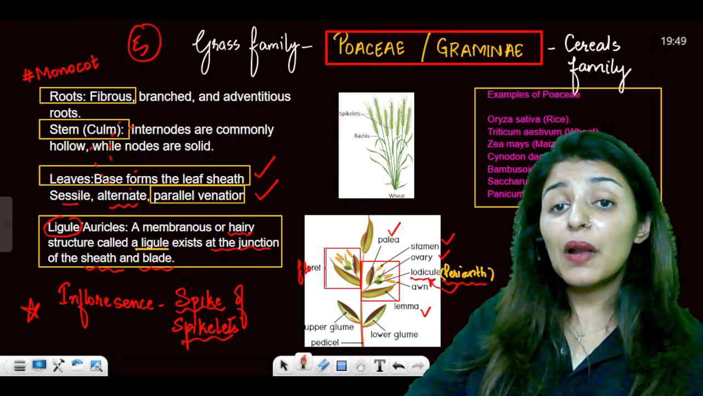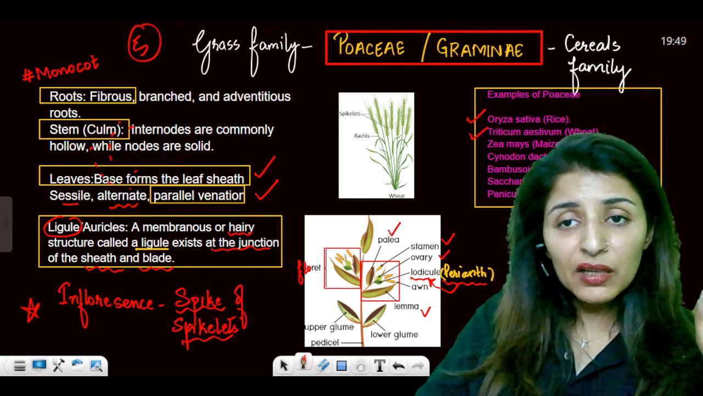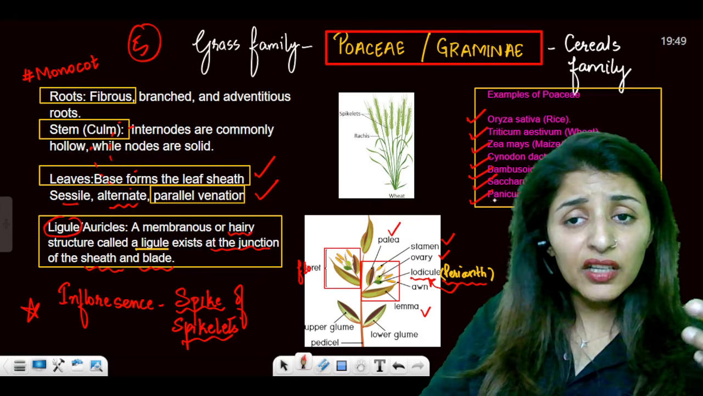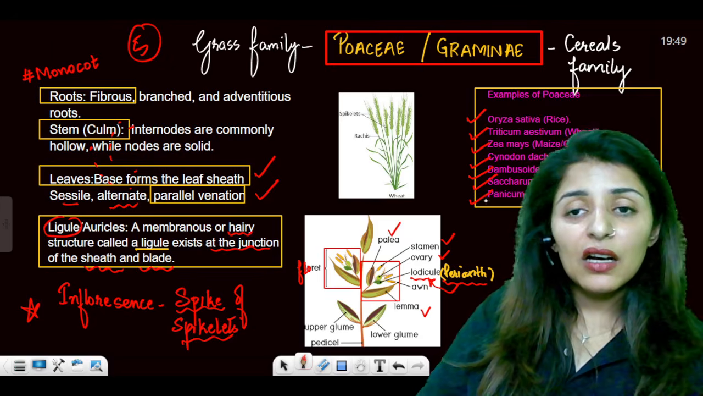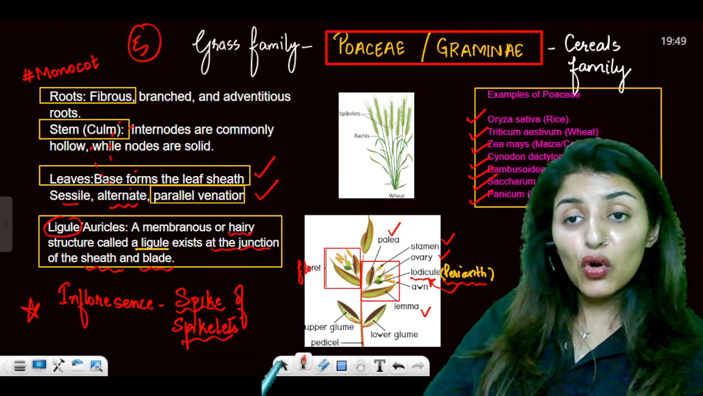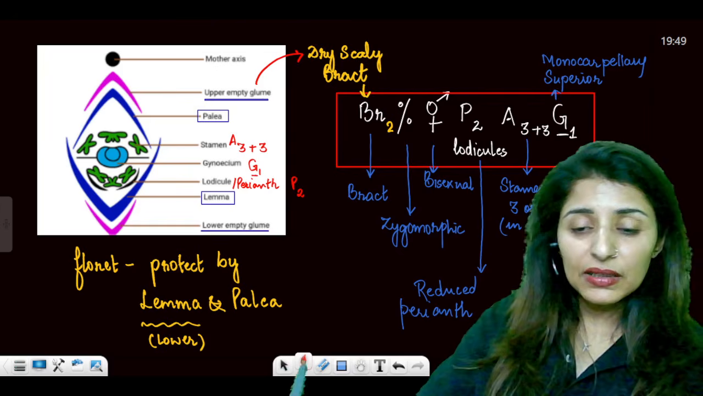Now, what are the different plants included in Poaceae? We have all the cereals: rice, wheat, maize, Bermuda, bamboo, sugarcane, all the grasses. Fodder means which are eaten by cattle, right? Their food is known as fodder. So all the fodder plants come under Poaceae. I hope these points are clear.